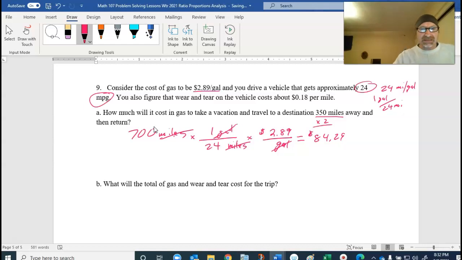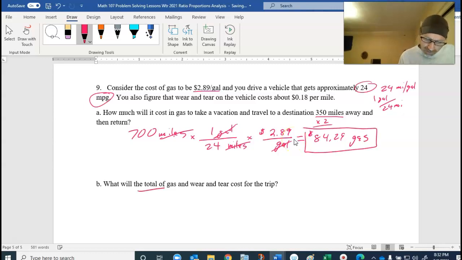So next, let's just make it clear. We could have just stopped here and said how many gallons it would take, right? If you get 24 miles per gallon and you have to go 700 miles, you could just divide 700 by 24 and get gallons, and then multiply that by 2.89. I just did it in one nice big fell swoop. And now it says, what will the total of gas and wear and tear cost for the trip? So this was just gas.